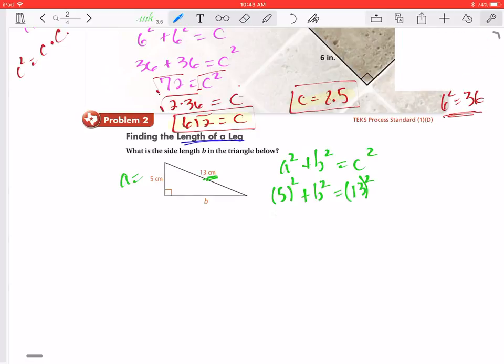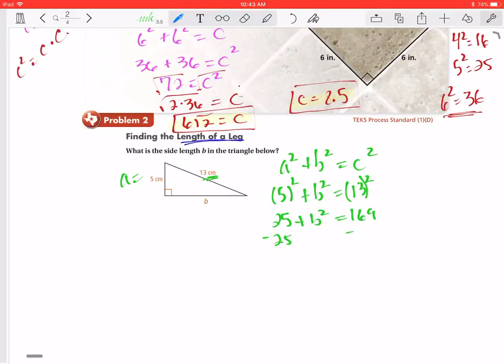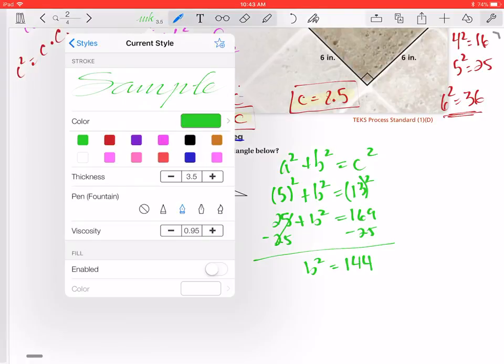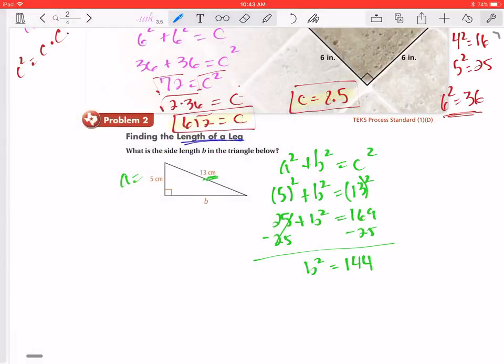Well, 5 squared is going to give us 25. So I'm going to say 25 plus b squared. Don't forget your squared. And then 13 squared is 13 times 13, which is 169. Now I'm going to subtract 25 from both sides. Then b squared is equal to 169 minus 25, which gives us 144. Just like before, I want to get the b by itself, so I need to square root both sides.